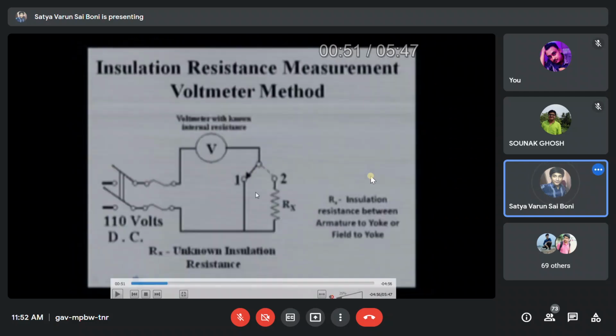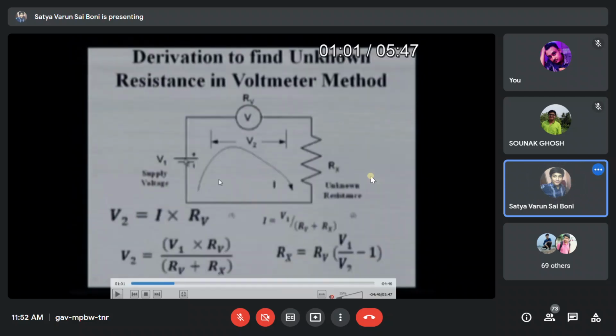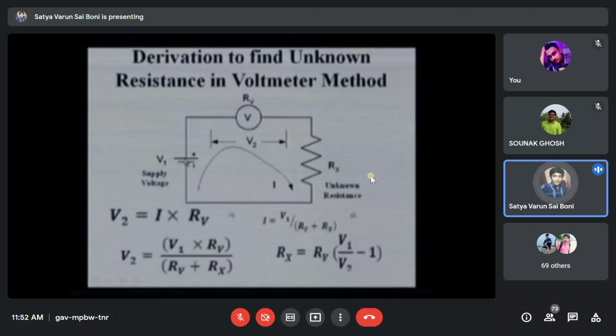Here, how are we calculating V1? We are calculating V1 by short circuiting the point to 1, because initially there is no need for Rx for calculating V1. V1 is nothing but the supply voltage. But for V2, we use this circuit, and after that it will give some voltage value, and we use it here. So by knowing the values of V1, V2 and RV, we can measure the Rx value like this. This is how we measure the insulation resistance between armature to yoke, and also field winding to yoke.